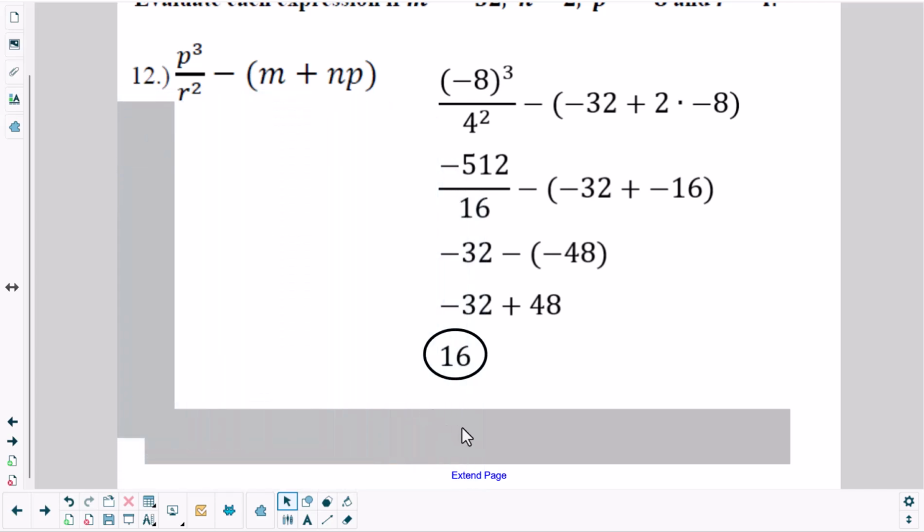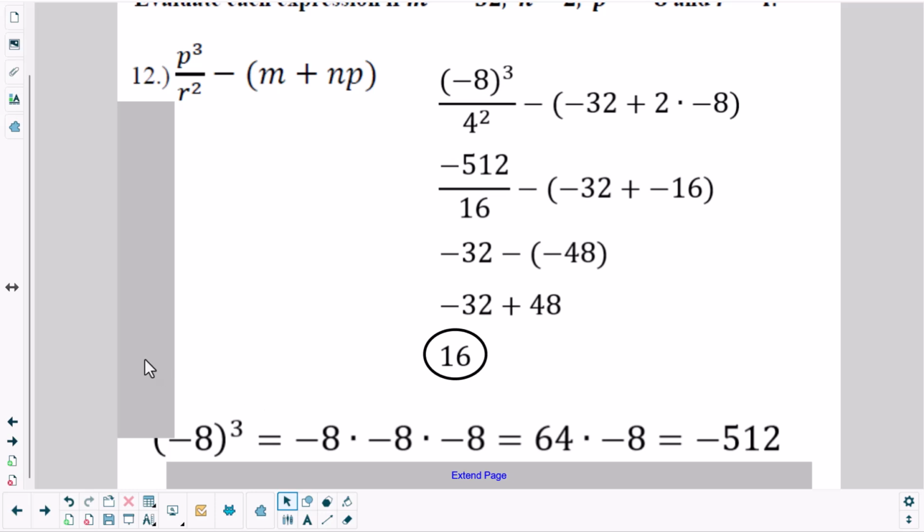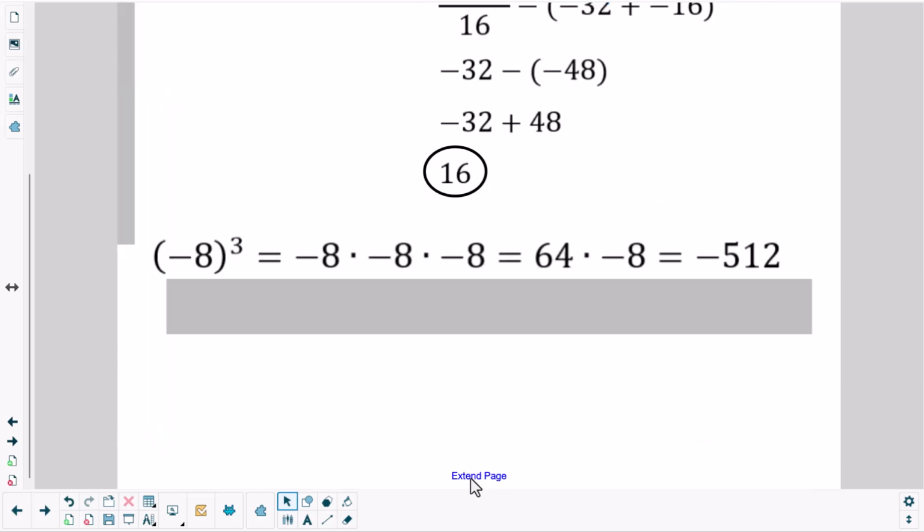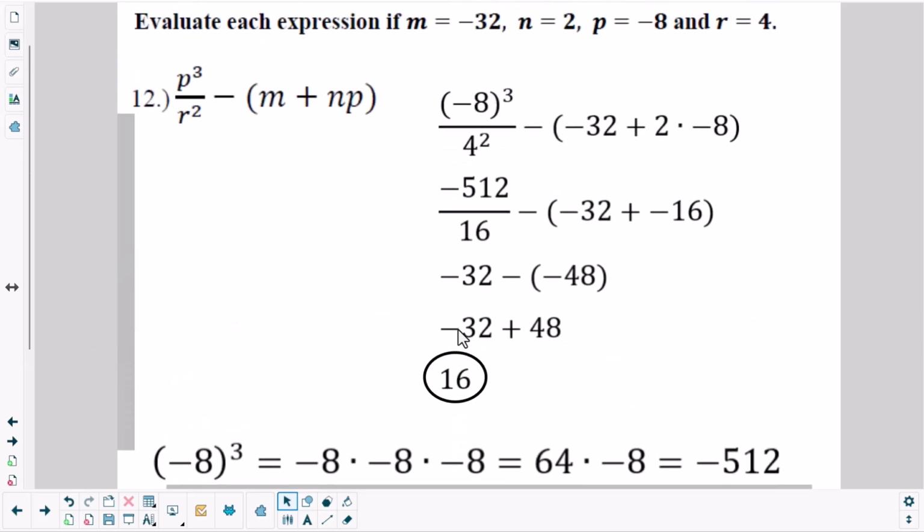And again, I did want to show you how we end up getting negative 512 for negative 8 cubed. I do think this is our last question here, that the numbers are probably a little bit more difficult than what you can expect to see on a quiz or test, but I still think sometimes it is good to challenge us. And if you ever need to show multiplication off to the side or your division off to the side, don't be afraid to do that.